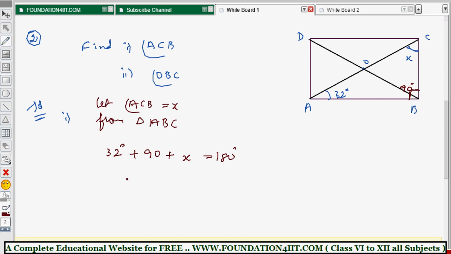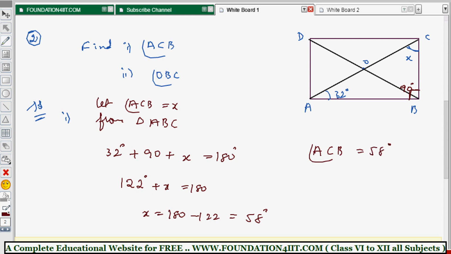32 plus 90 is 122, plus X is equal to 180. Then X is equal to 180 minus 122. That's 58 degrees. So angle X is 58. So X is your angle ACB, which is equal to 58 degrees. That's it. And one more is angle OBC. Only this part I need to find out separately. This angle is taken as Y.